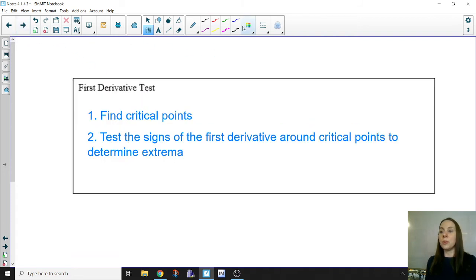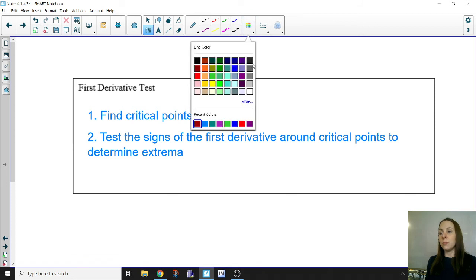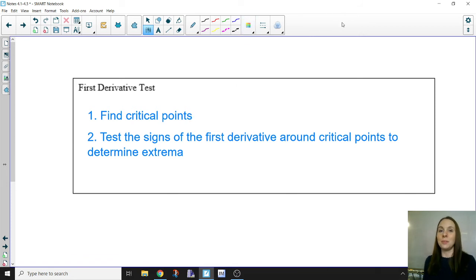In the first example, we are going to talk about this one, though, so I want to make sure to discuss this one in detail. This is one of my favorite derivative tests, the first derivative test. What does the first derivative test do for you? Well, right here, you can see at the very end of step 2 what it does for you. It determines extrema. It determines maxes or mins. And here's how. You're going to find your critical points, and I'm just going to call the critical point x equals c. And then what you're going to do is test the signs of the first derivative around the critical points to determine extrema.